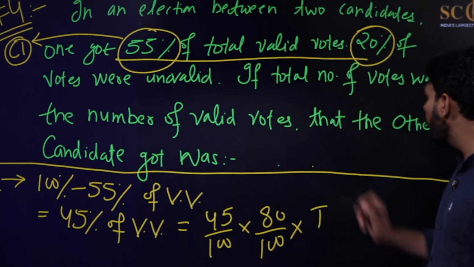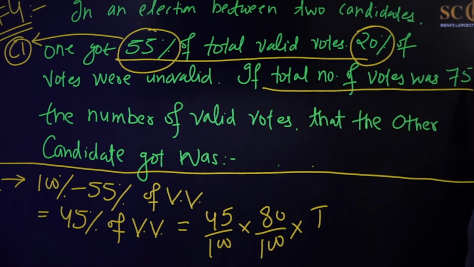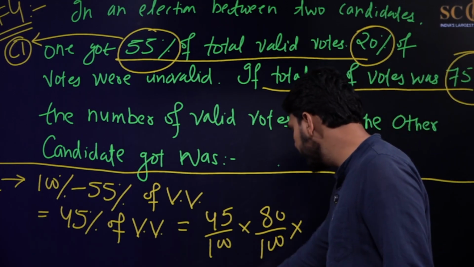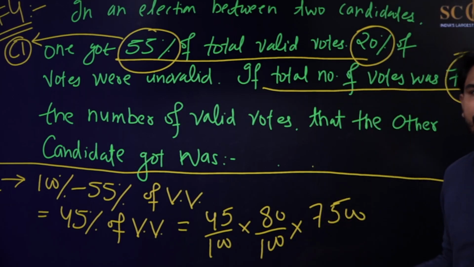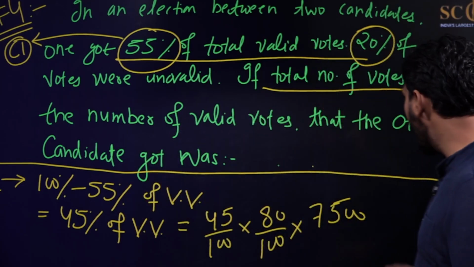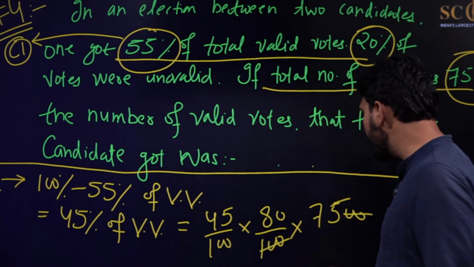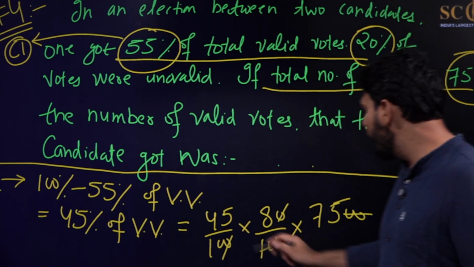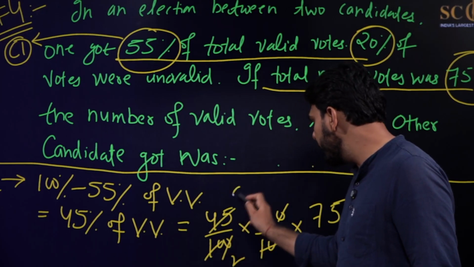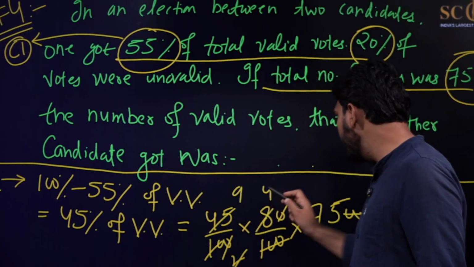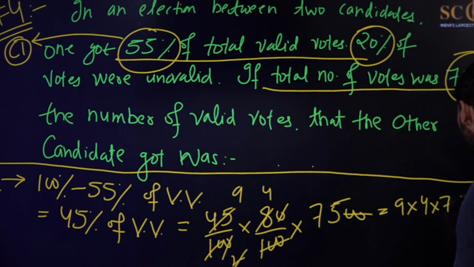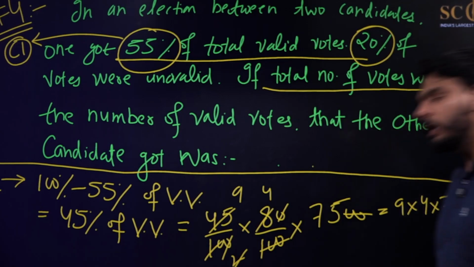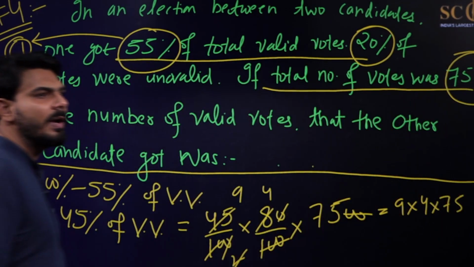Okay, so how many are the total votes? The total number of votes you are given is 7500. So in place of total votes, you can write 7500. Now you just have to solve it. You will get the number of votes obtained by the other candidate. Okay, so how can you solve it? You will just cancel these two zeros with these two zeros. 5 twos are 10. 5 nines are 45, 2 fours are 8. So ultimately you will be left with 9 into 4 into 75. So 75 into 4 is 300 and 300 multiplied by 9 is 2700.